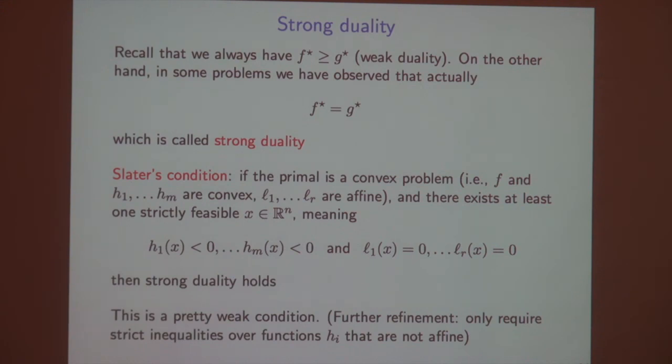And it says the following. If the primal problem is convex, we know what that means. F is convex. Inequality constraints are convex. Equality constraints are affine. And there exists at least one strictly feasible x. So there's at least one x that satisfies all of the inequality constraints strictly and all of the equality constraints, right, just period. So there's not a notion of satisfying an equality constraint strictly. Then we get strong duality.